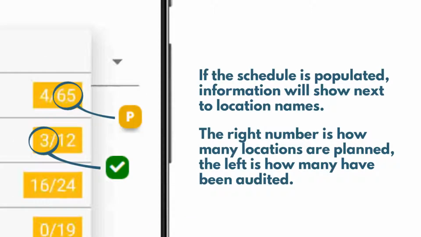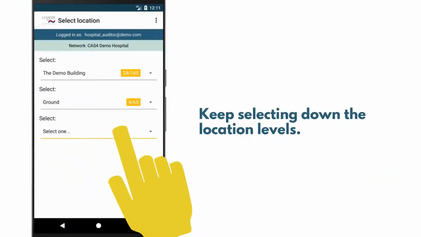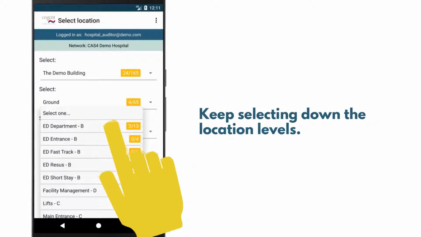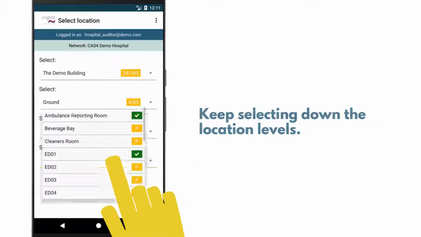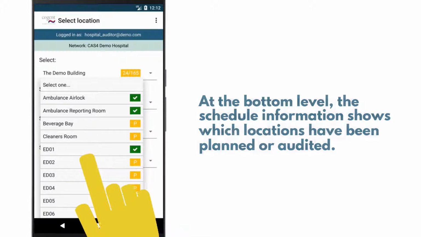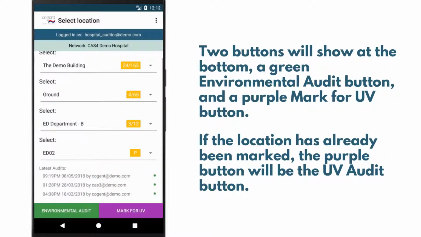Now, if the schedule is populated, there'll be information that shows next to the name about the schedule, but we'll talk about that in another video. So keep selecting down the location levels until you get to your bottom level. Now the bottom level shows the schedule information, which includes which locations are planned and which ones have been done.